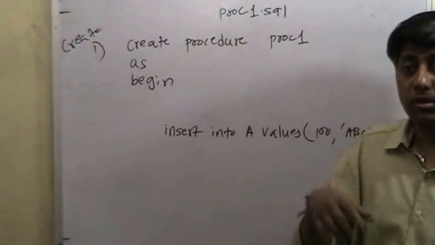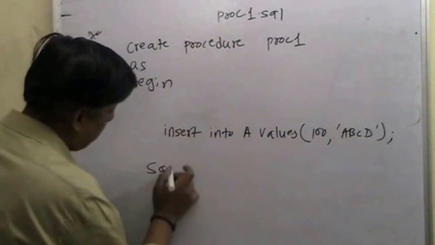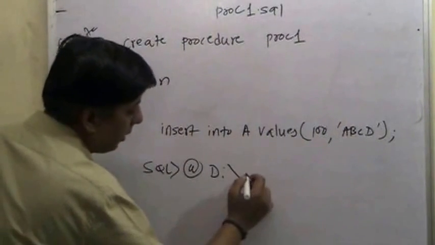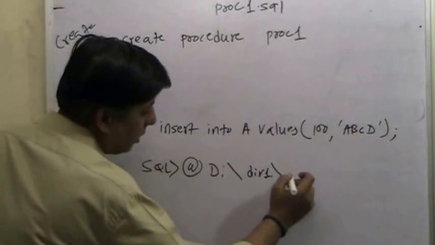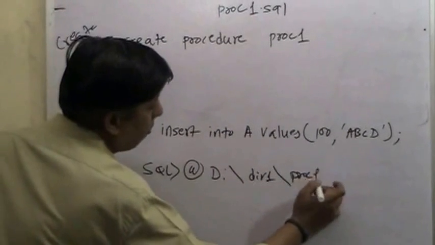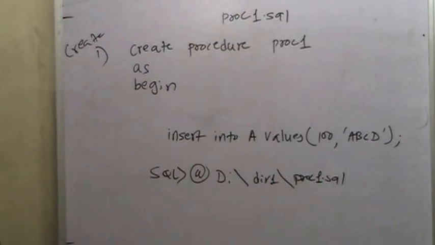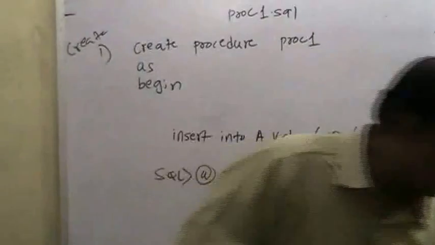If you put it under the D drive, then the only difference is that you say @d:/ whatever the name of your directory is, let us say dir1, and then backslash the name of the procedure, which is proc1.sql. You just give the full path. If it is in Unix, you give this kind of path, in a different way. This is how you compile it.